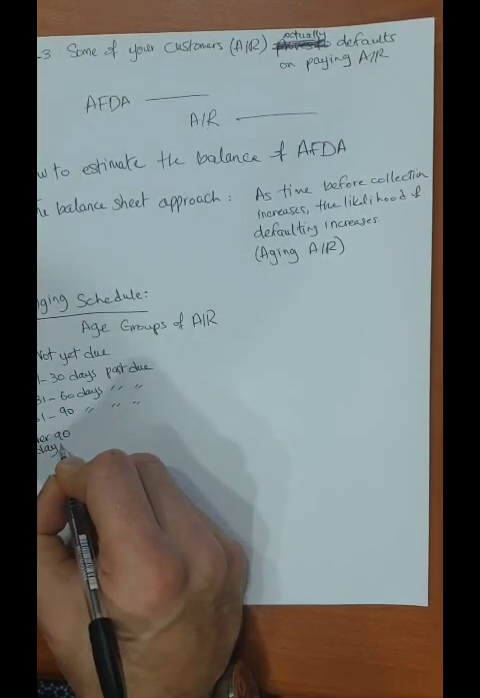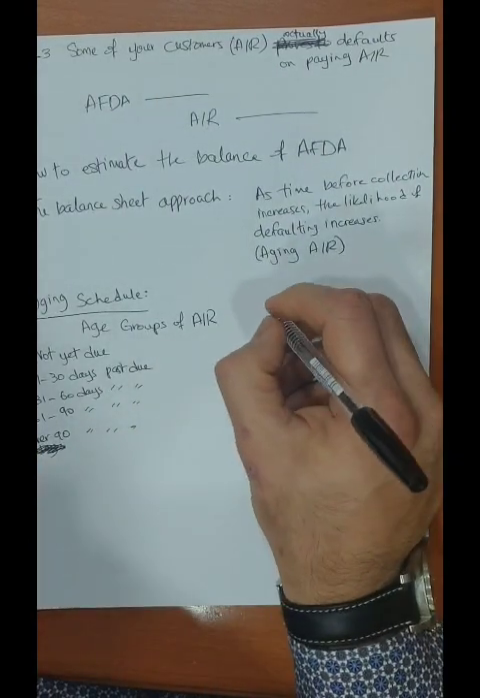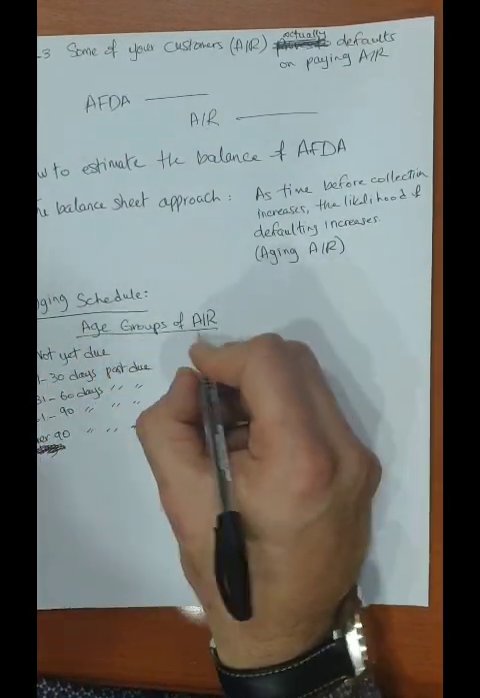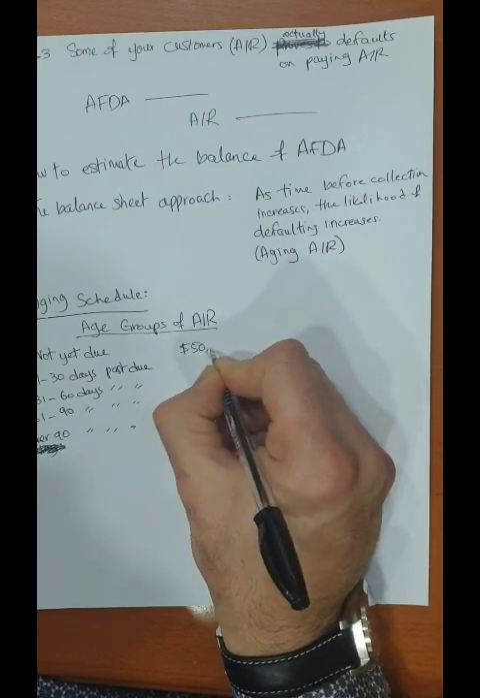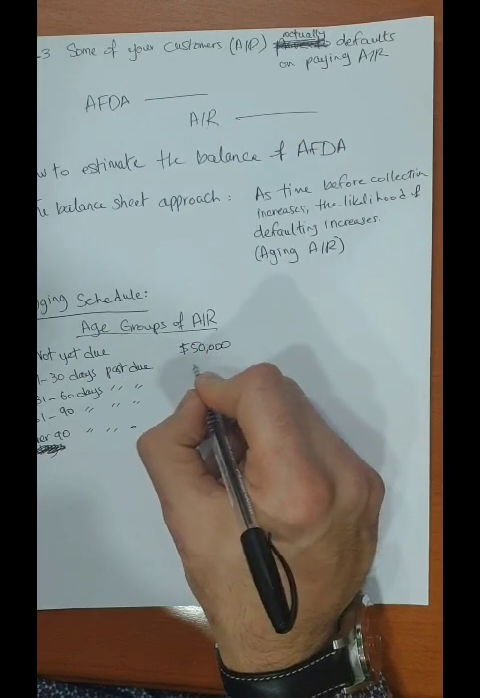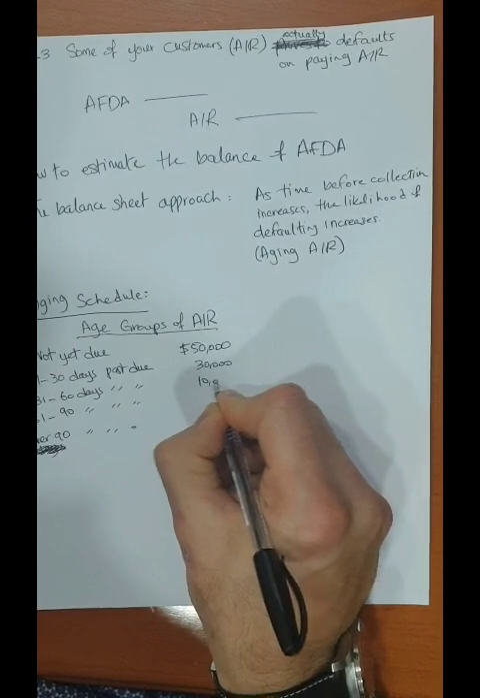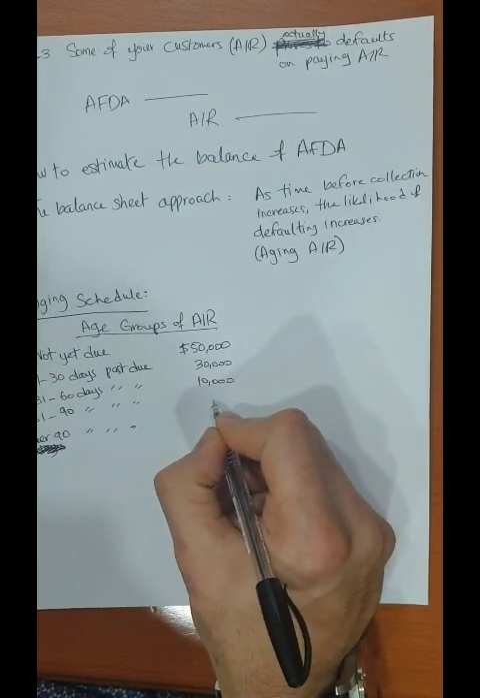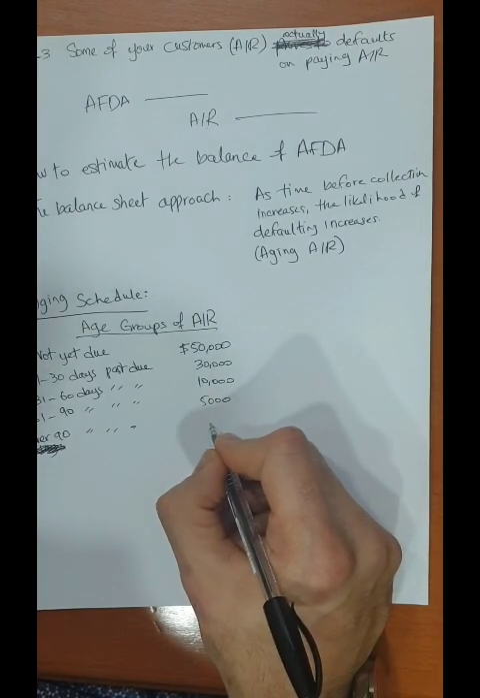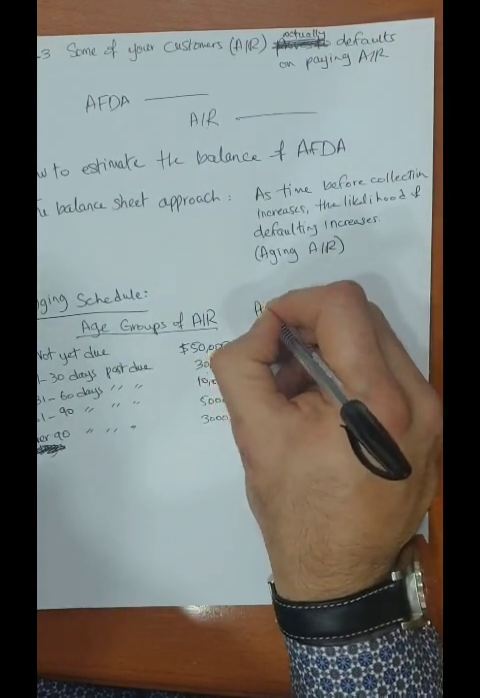Okay, the value for the first one, the not due, let's assume it's $50,000, followed by from 1 to 30 days $30,000, 31 to 60 days $10,000, 61 to 90 days $5,000, and finally over 90 days past due $3,000.